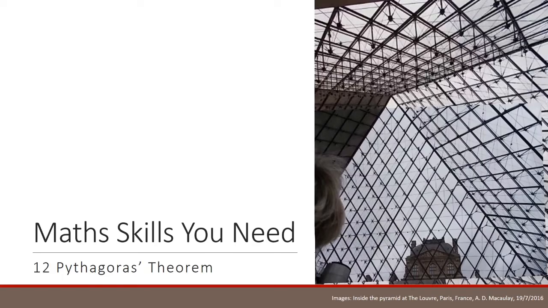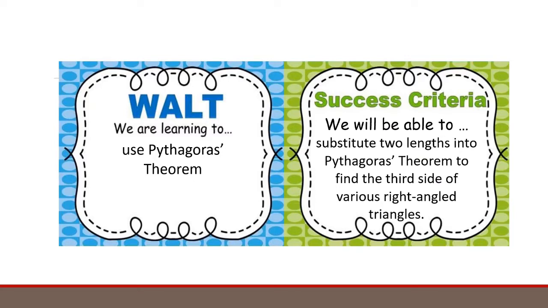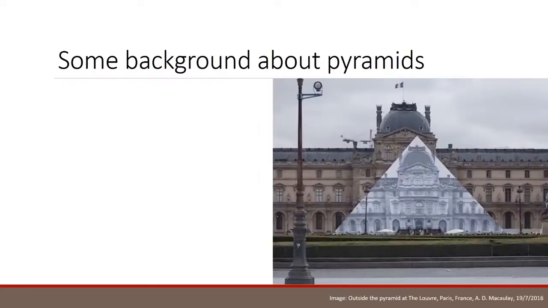So this picture shows inside the square pyramid at the Louvre in Paris, France. We're learning to use Pythagoras theorem, and we'll be able to, by the end of this video, substitute two lengths into Pythagoras theorem to find the third side of various right-angled triangles.